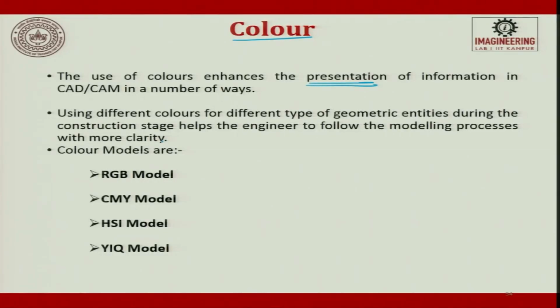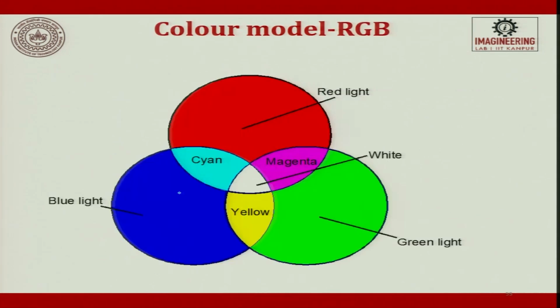So using different colors for different types of geometric entities during the construction stage helps the engineer to follow the modeling process with more clarity. So the color models are RGB, CMY, HSI and YIQ. These are the 4 models. This is the very common red, blue, green model which we do, R, B and G.